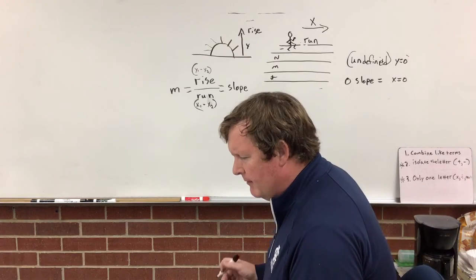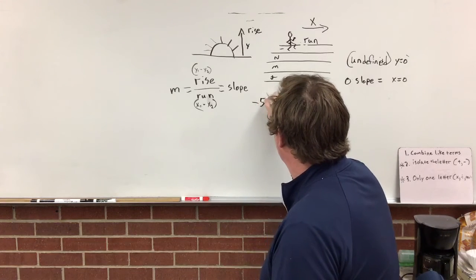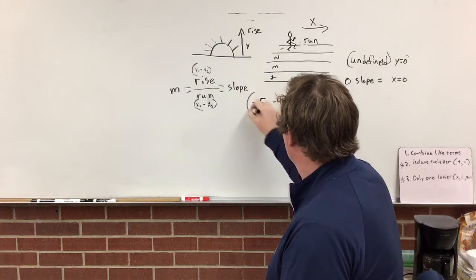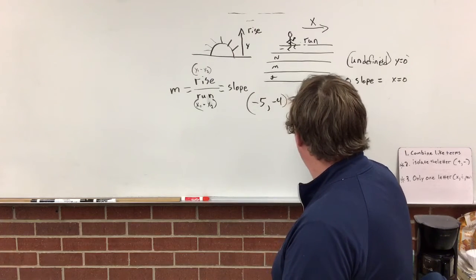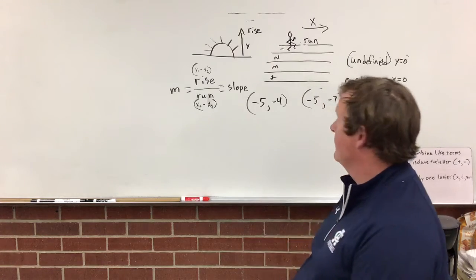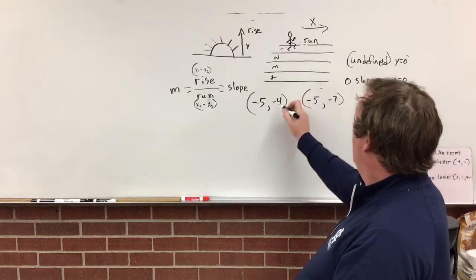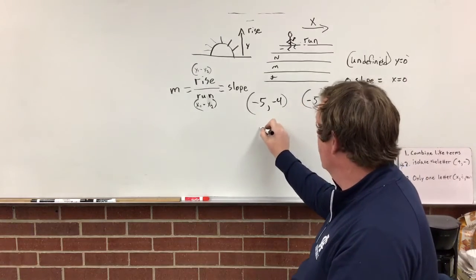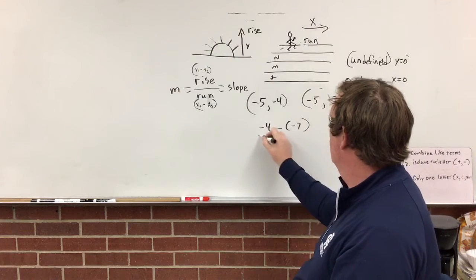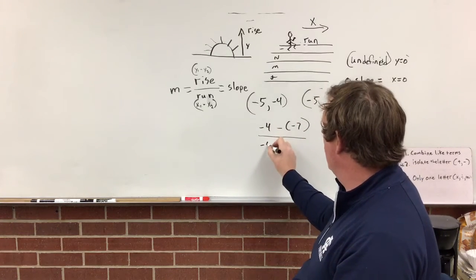Look at number 10. Let's just do the next one. -5, comma, -4 for the first ordered pair. -5, comma, -7 for the second ordered pair. How do we do this? Well, we go to the first. I always like to use the first one. -4 minus, parentheses, -7. There's my y's. Now, both of these are the same, so it doesn't matter.